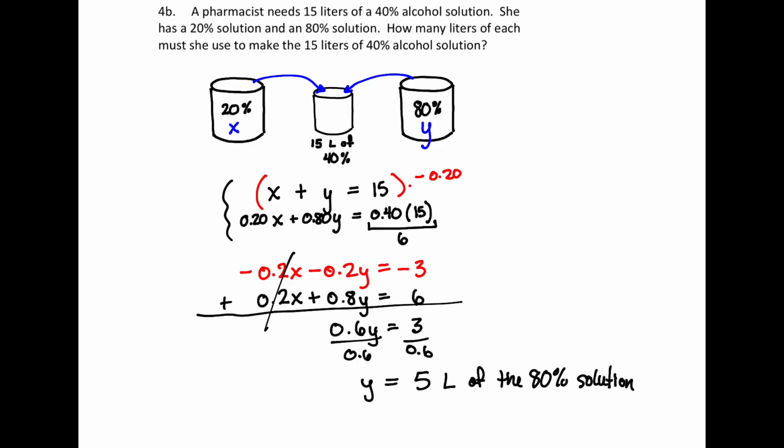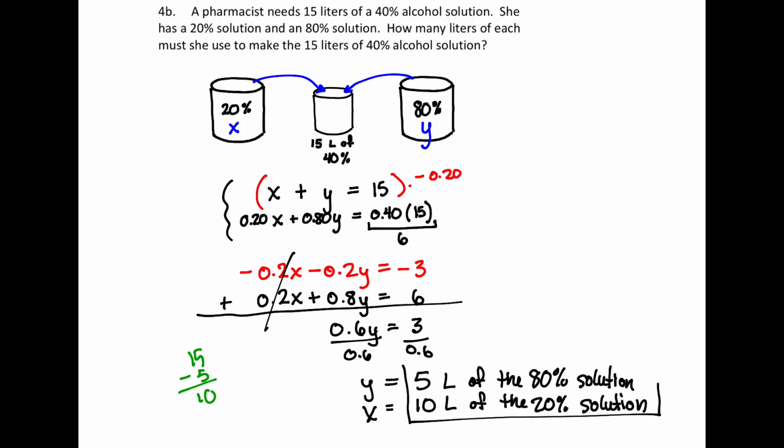Okay, and we know that together they have to add up to 15, right? So I'm going to do 15 minus the 5, it's obviously 10. So x is going to be 10 liters of the 20% solution. There we go. So if I mix these two, then I will get the 40%.